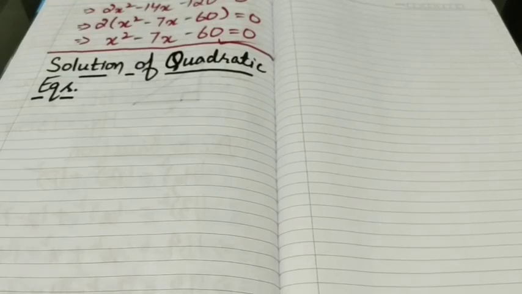In this video, we will discuss the solution of quadratic equations. Generally, we have three ways to find the solution of quadratic equations. The first one is the factorization method, the second one is the completing the square method, and the third one is by using the quadratic formula.